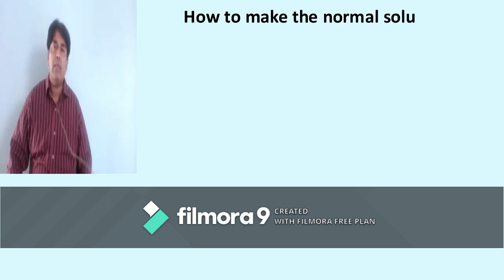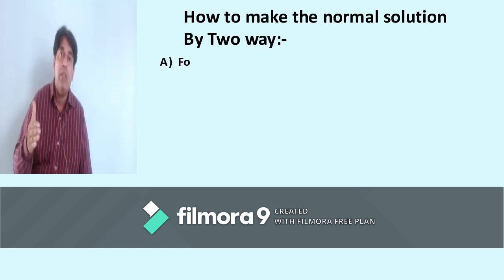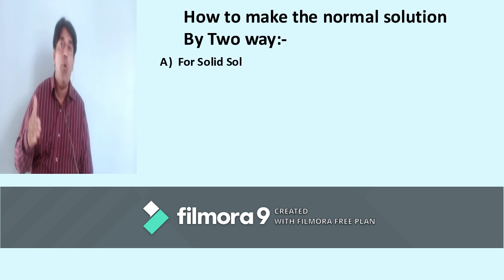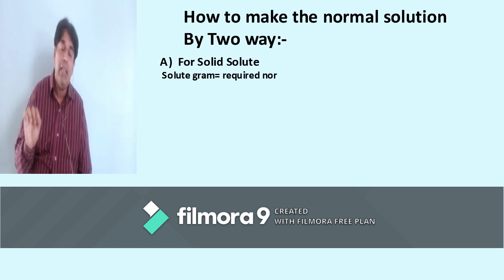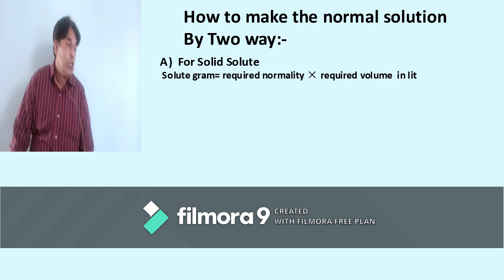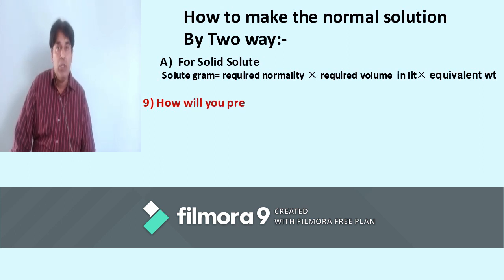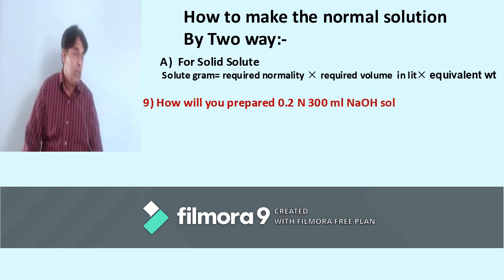Next point, friends, how to make the normal solution? It is very simple. The formation of the normal solution is done in two ways. The first way is when the solute is present in solid form, then at that time we use the following formula. The formula is solute in grams equals required normality times required volume in liters times equivalent weight. Therefore, on the basis of this formula, we will solve some problems.